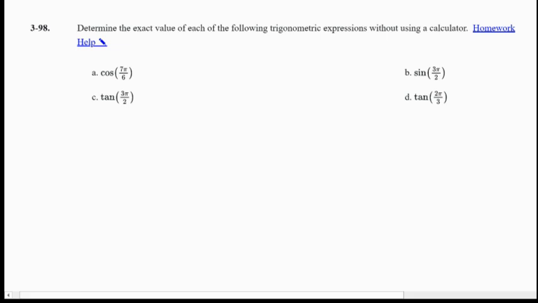Here we're asked to determine the exact value of each of the following trig expressions without using a calculator. So that means I'm going to be using the unit circle.